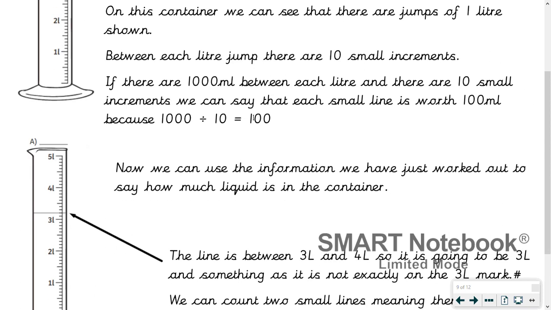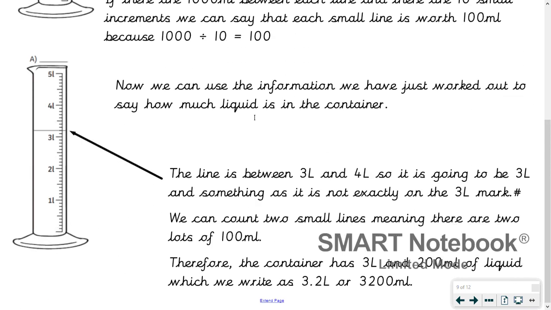Now we can use that information we've just worked out to say how much liquid is in this container, because we're given a line here on a certain capacity, a certain amount of liquid in there. So we need to firstly look at which two big litres it is between. So 3 litres and 4 litres. So we know it's going to be 3 litres something because it is not 4 litres yet.